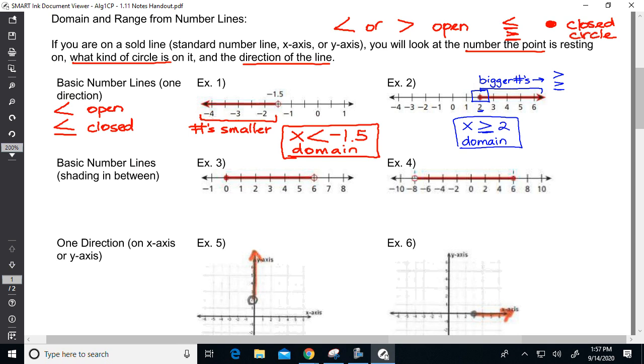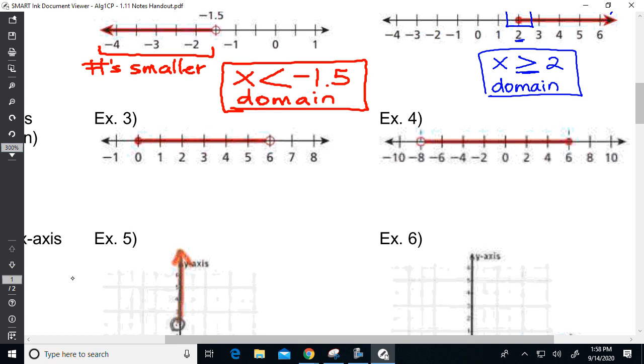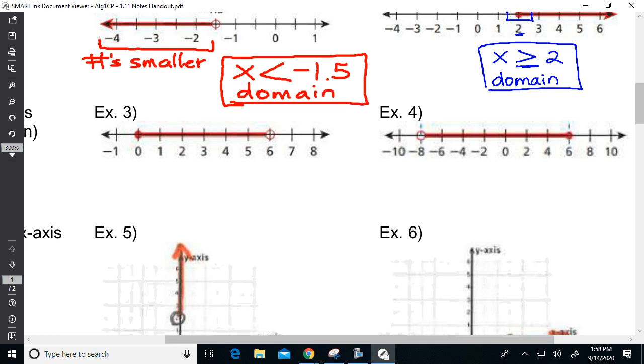Now, if you're starting now, examples 3 and 4 are, well, what do we do if the shading is in between? Example 1, the shading was going to the left. Example 2, the shading was going to the right. Examples 3 and 4, what do you do if it's in between two numbers? So let's start with example 3.